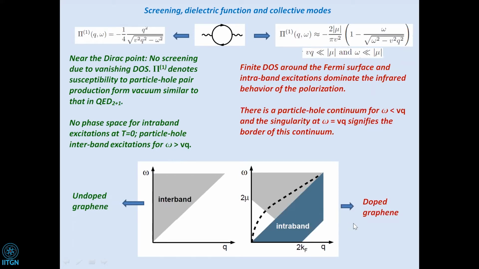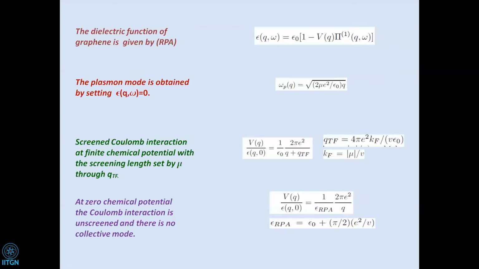However, if you have a doped graphene, then you can have both intraband and interband transition, and there are these collective modes. Notice that these collective modes enter the quasi-particle continuum, and this is where you have this phenomenon of Landau damping. That's a standard 2D physics, and this is something that is expected in graphene.